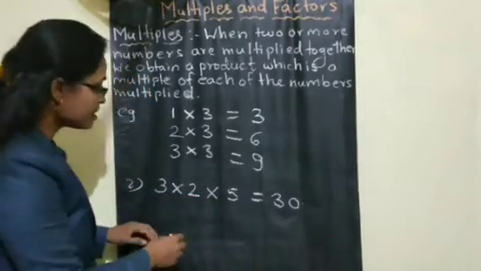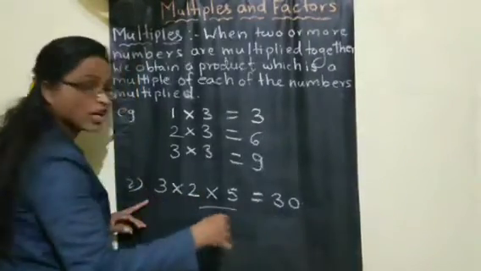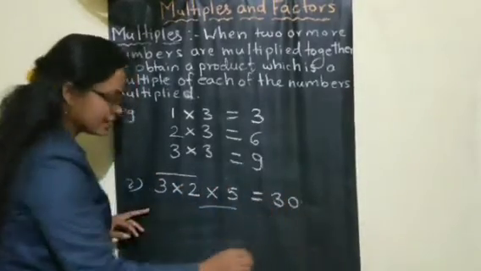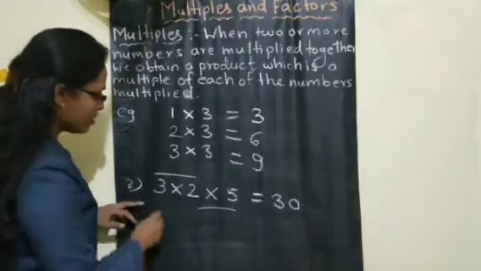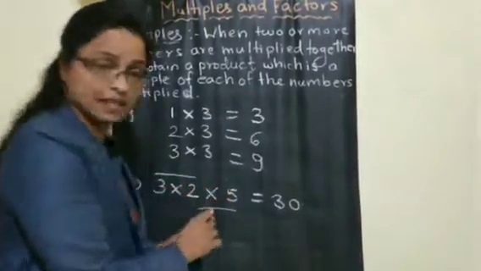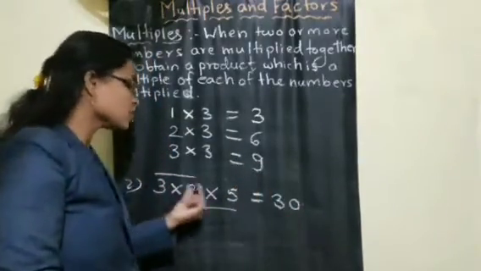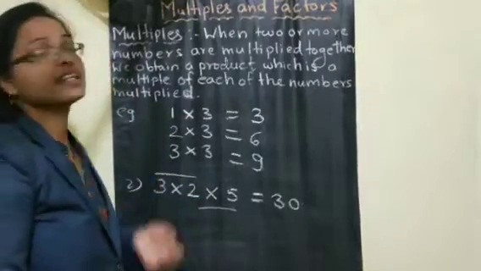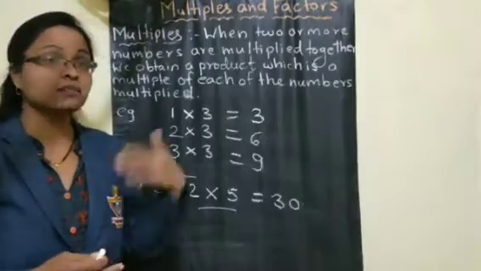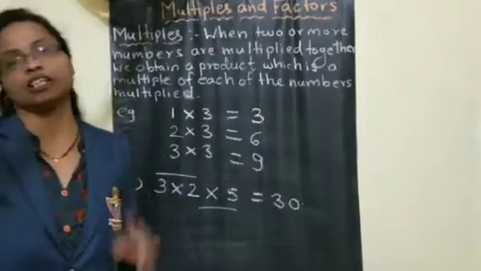Because if you see, 2 5s are 10, 10 3s are 30. Or if you see 3 2s are 6, 6 5s are 30. Or 3 5s are 15, 15 2s are 30. So however you multiply these numbers, you are getting the answer 30. It means 30 is a multiple of 3, 2, 5. That's why the definition says that when 2 or more numbers are multiplied together, the product we get is a multiple of each number.